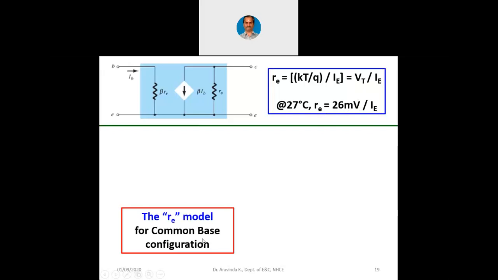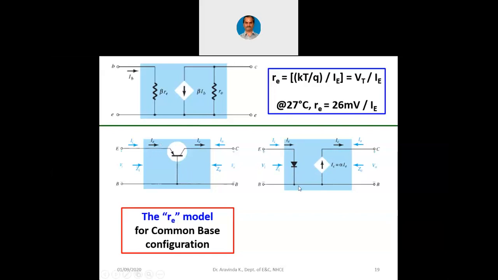The re model for a common base configuration is what? For the common base, here it is base to emitter. We are considering a PNP transistor for easy discussion. We have a base to emitter, then we have a collector to base. Base is common here, so emitter to base and collector to base, because this is common base. So at the input we have the diode directly there. We are simply replacing this diode with re, and the output current is in the other direction.